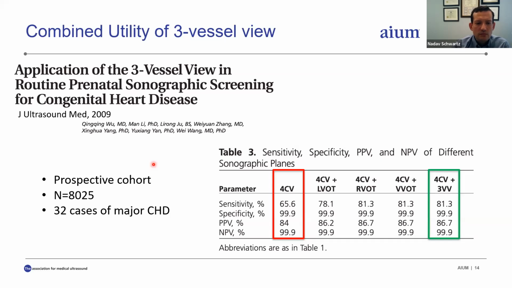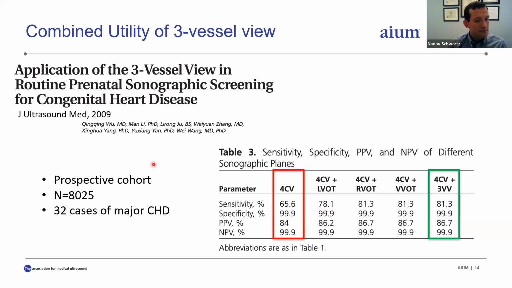However, you see on the right over there, the four-chamber view with just the three-vessel view picked up over 80%. And it performed similarly to getting the four-chamber view with one or both outflow tracts. So the three-vessel view, on some level, was just as sensitive to major congenital heart disease as the outflow tracts and much, much easier to get.